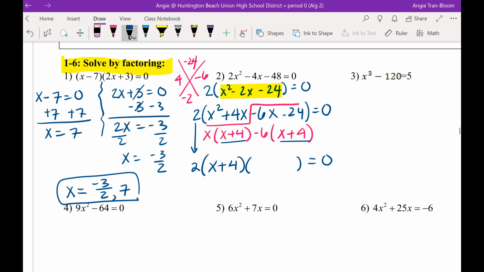Yes? I have a question. Sure. We got negative 6 and positive 4. Do you have to write them into the equation in the same order, or can you write them differently? Oh, no, you can move things around. Yep. So what's left over after we take out x plus 4?